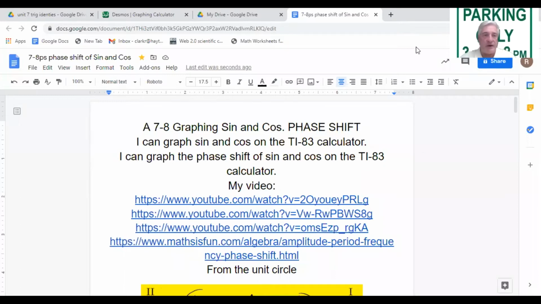Okay, this is either video number 3 or part number 3 of a very long video, but right now I'm going to talk about the phase shift. Phase shift is how we're going to move our graph right and left. And it says I can graph the phase shift of sine and cosine on the TI-83 calculator.